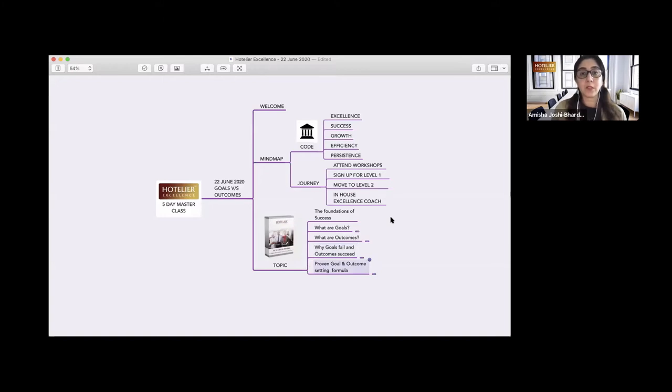And we're going to work on proven goal and outcome setting formulas that can be applied in literally anything and everything, all the way from working on a recipe if you're cooking something at home, to creating your big business plans and what your hotel's new strategy is going to be. So we're going to work on these today, hands-on, and you get a real life experience of how to apply them. All right, so let's go to foundations of success.